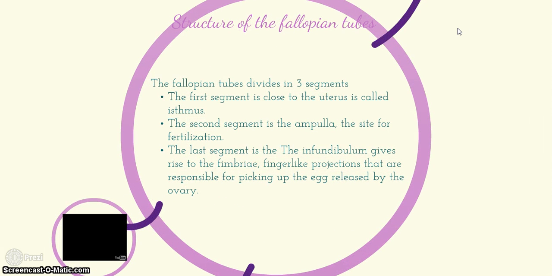The structure of the fallopian tubes. The fallopian tubes are divided into 3 segments. The first segment is close to the uterus and is called the isthmus. The second segment is the ampulla, the site of fertilization, and the last segment is the infundibulum, which gives rise to the fimbriae, finger-like projections that are responsible for picking up the egg released by the ovary.